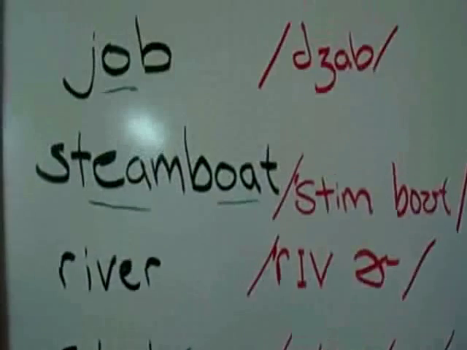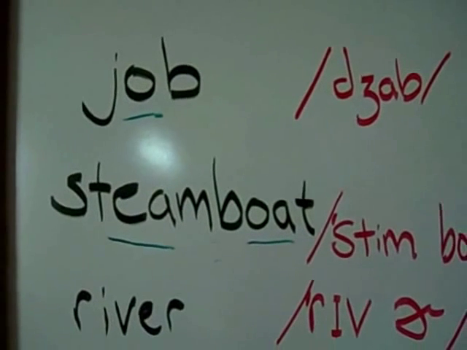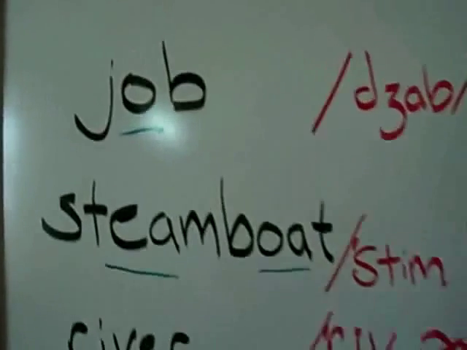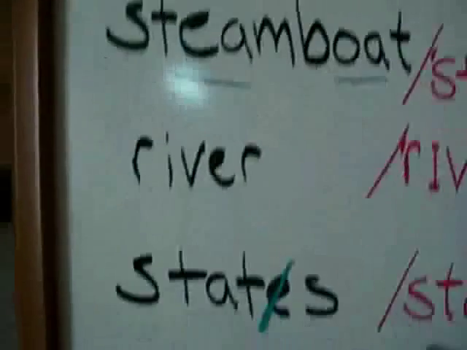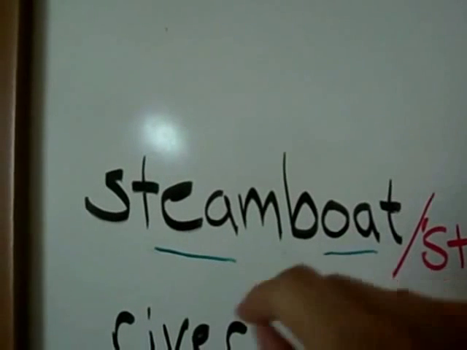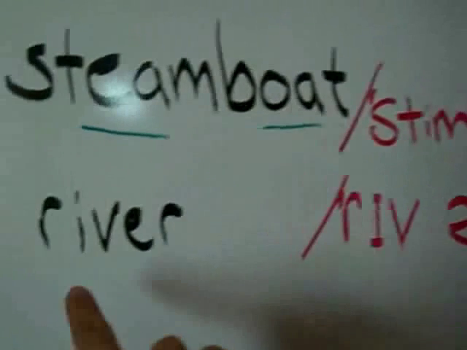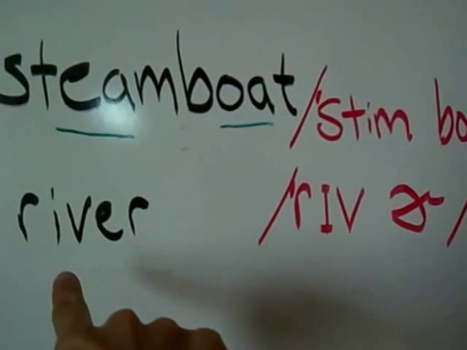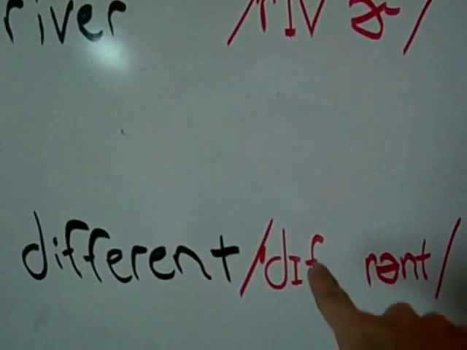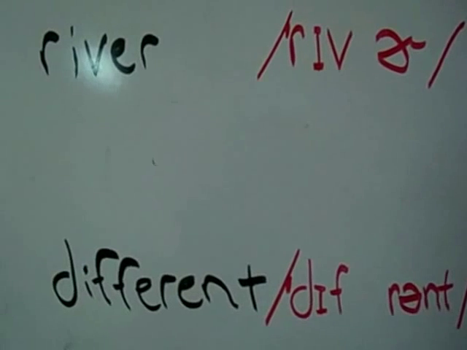So now you know how many syllables there are in each word, we can talk about which syllable is stressed. Now, we can only talk about word stress when there's more than one syllable. So, we're not going to look at job, and we're not going to look at states. In steamboat, you will either look in a dictionary and see that the first syllable is stressed, or hear people speak, and they'll say steamboat. River, you'll either hear people speak, or you'll look in a dictionary and understand that the first syllable is stressed, river. And in this last word, again, you'll either look in a dictionary or hear people speak, and they'll say different, stress on the first syllable.